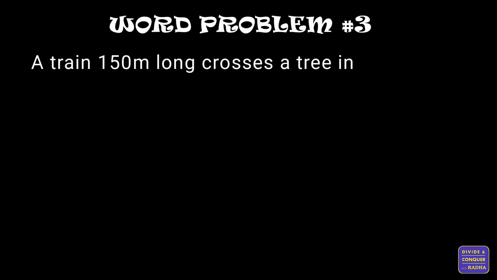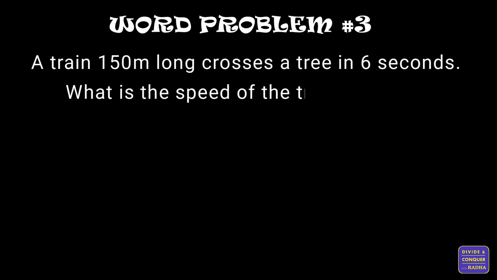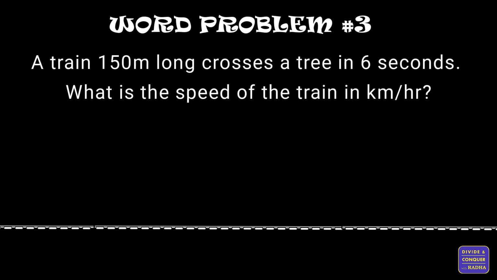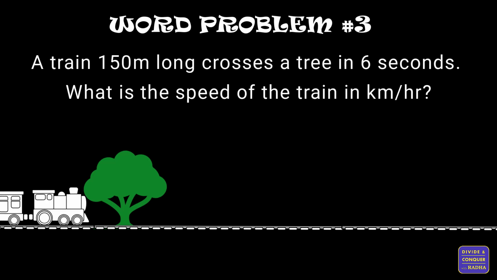Let's move on to the next sum. A train 150-meter long crosses a tree in 6 seconds. What is the speed of the train in kilometer per hour? This is a very simple, straightforward sum. What is given? The time taken by the train to cover a tree is given. They are asking you to calculate the speed.